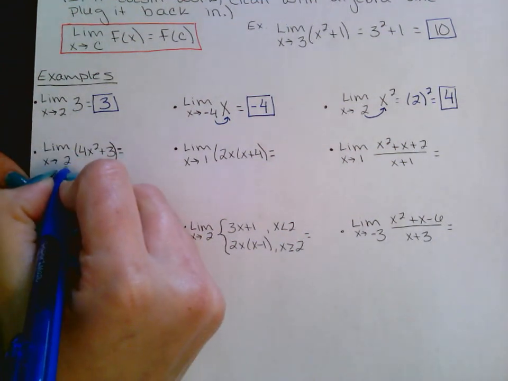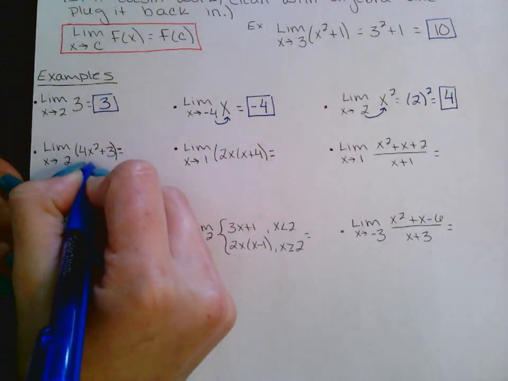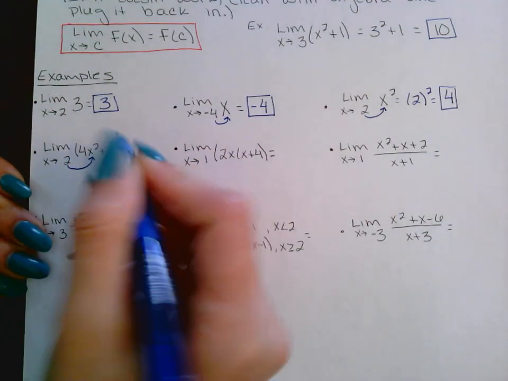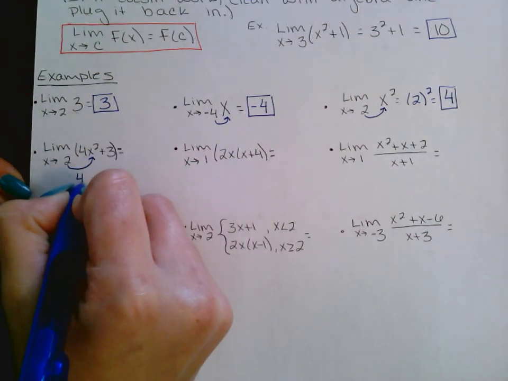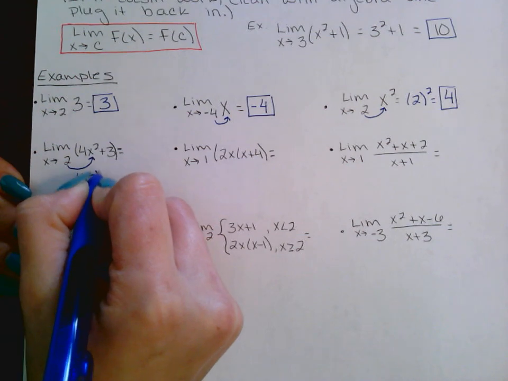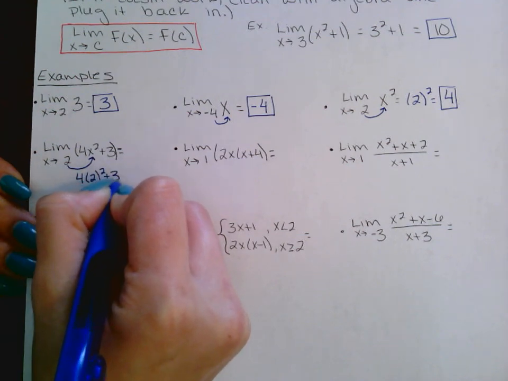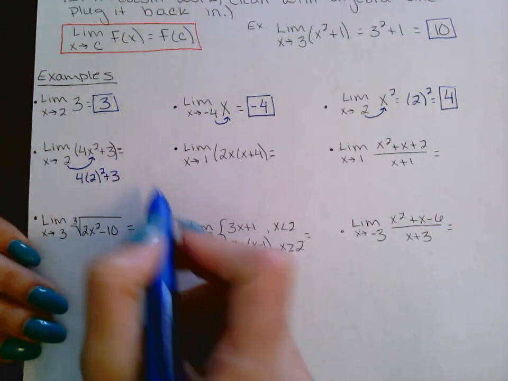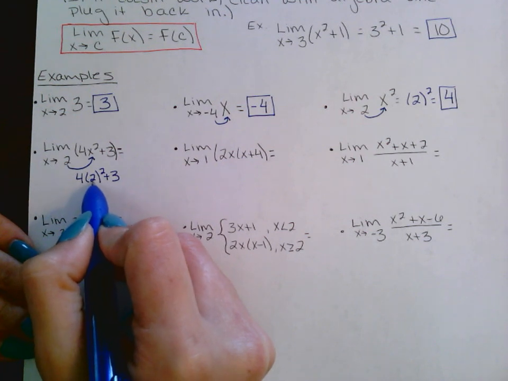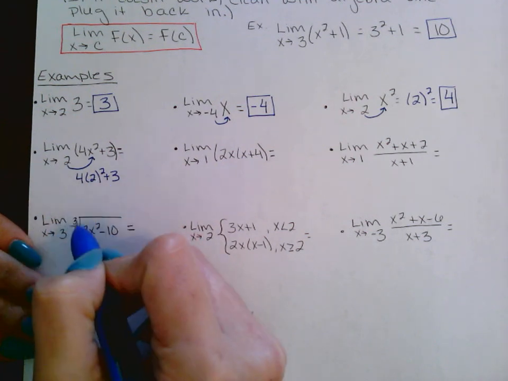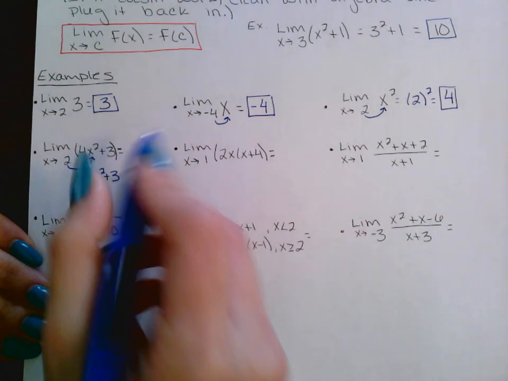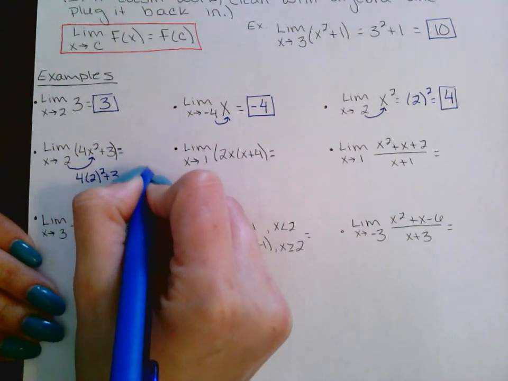Let's keep going. The limit as x approaches 2 of this function, I'm going to plug that 2 in. So I would say 4 times 2 squared plus 3. And here I just tell you to make sure you're being careful with PEMDAS. 2 squared is 4. 4 times 4 is 16. And then plus 3 is 19.